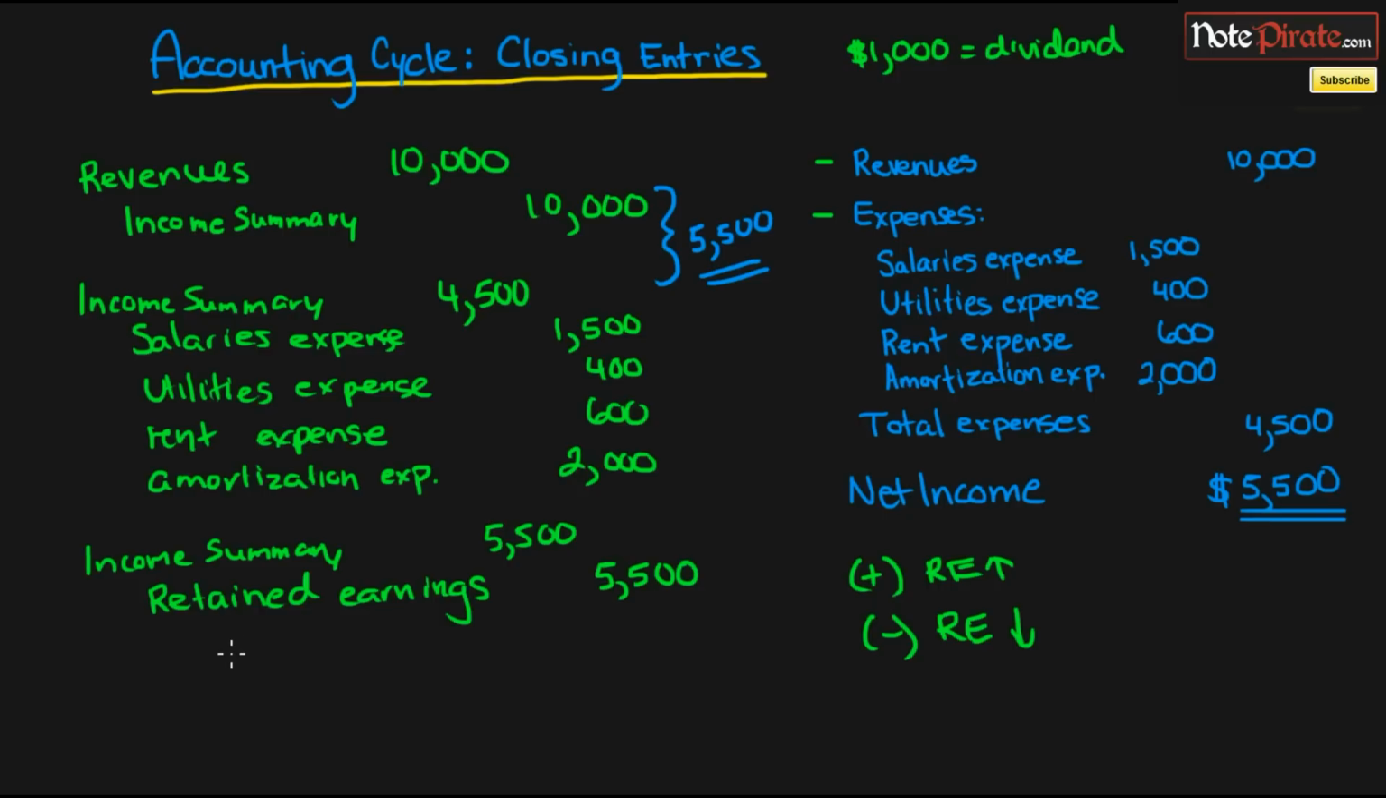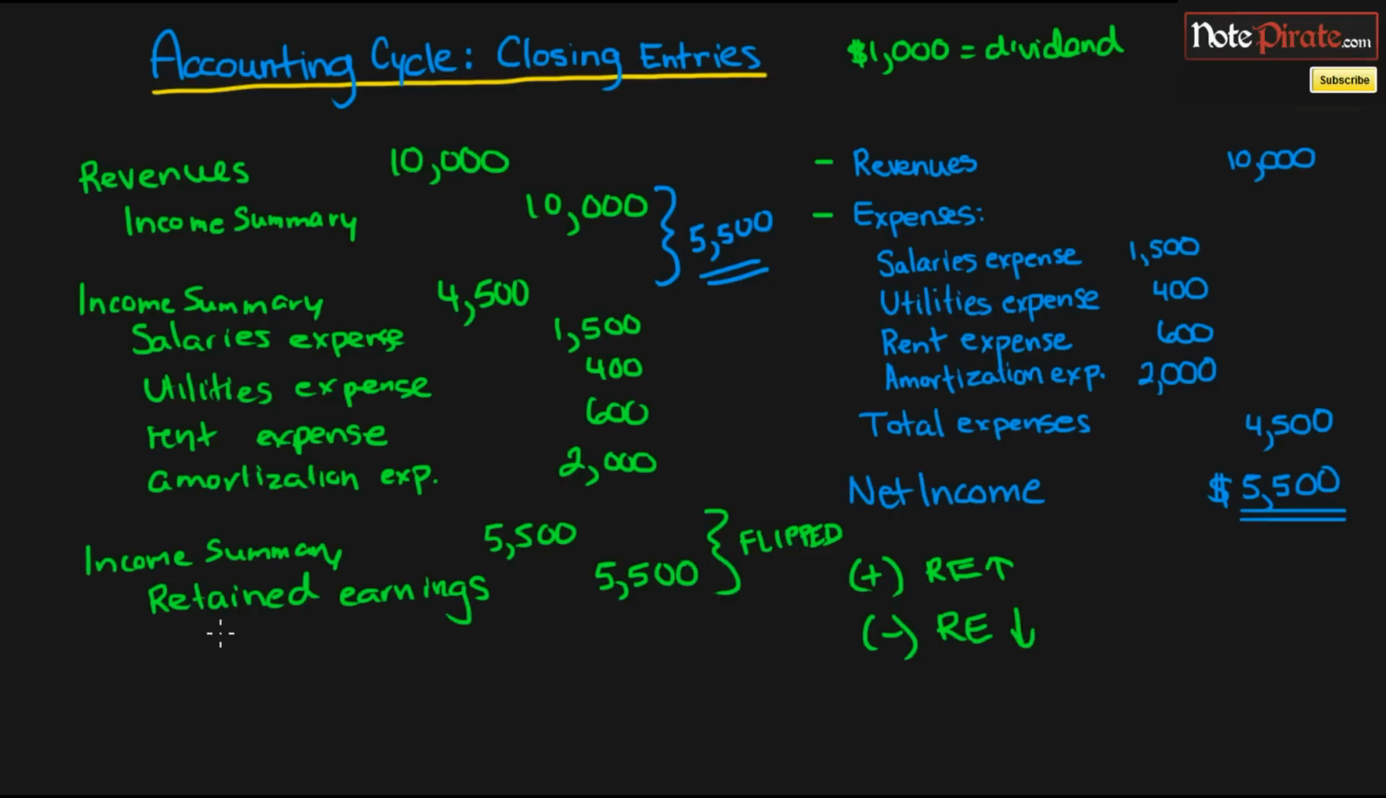Now the last thing we need to do is dividends. Now how are we going to do dividends? Oh, actually I might want to say quickly that if net income is actually a net loss, this will be flipped, or it will be the opposite. And what I mean by that is we would debit retained earnings and credit income summary. Alright? This entry right here is for net income, and the opposite would be for a net loss.